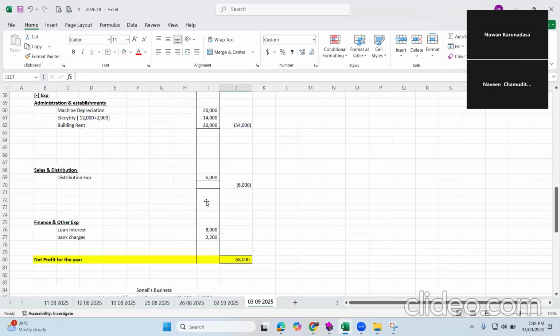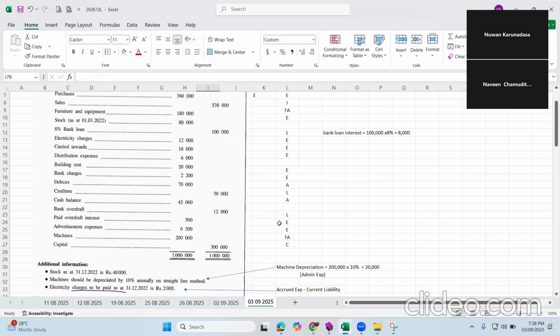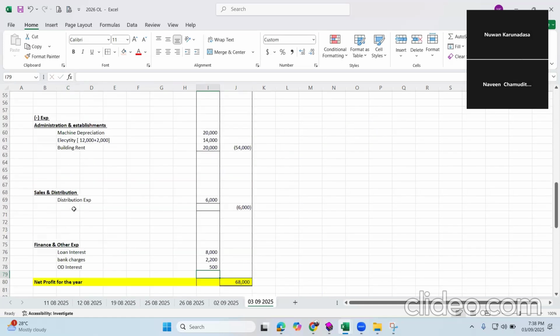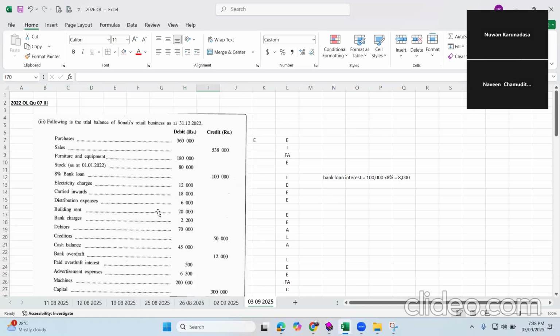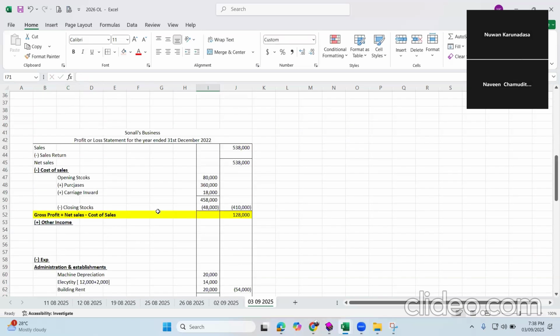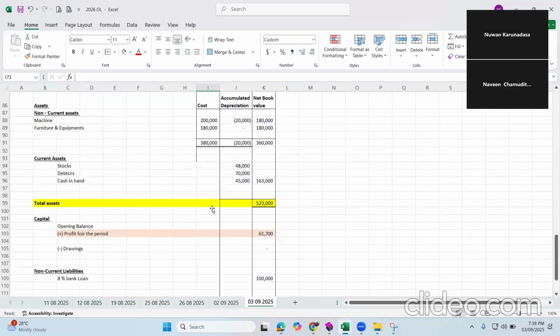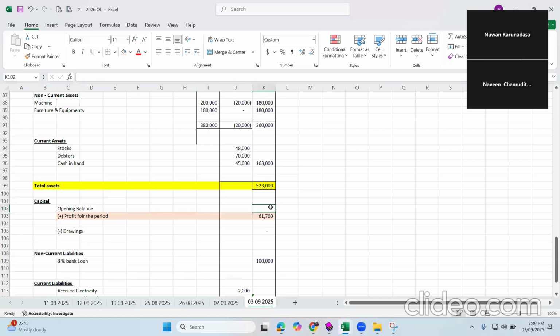Paid overdraft interest 500. It's an expense here. OD interest, finance expense 500. Advertisement 6,300, sales and distribution. Advertisement expense 6,300. Then machines done. Capital 300,000. Capital here 300,000.